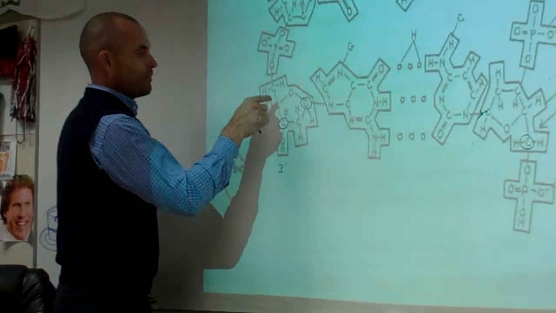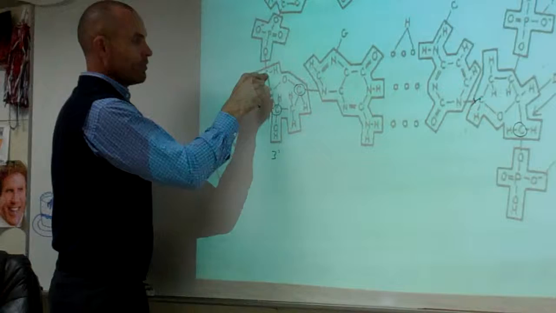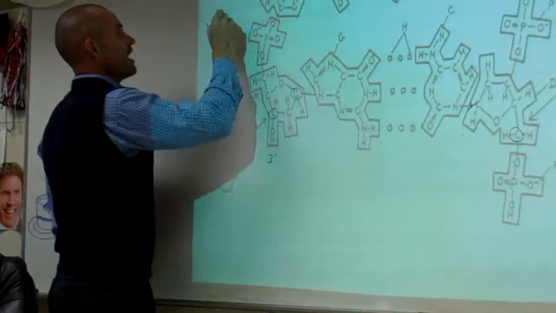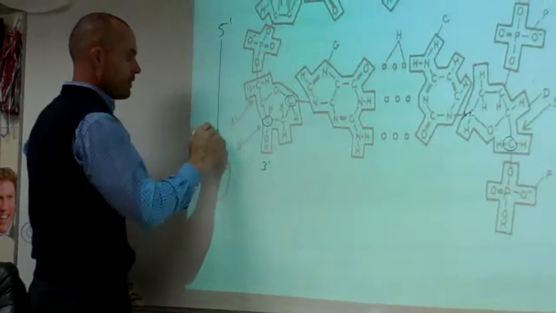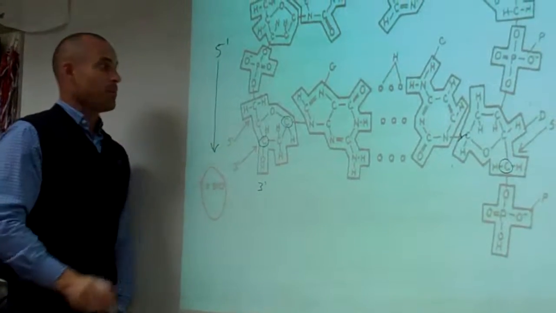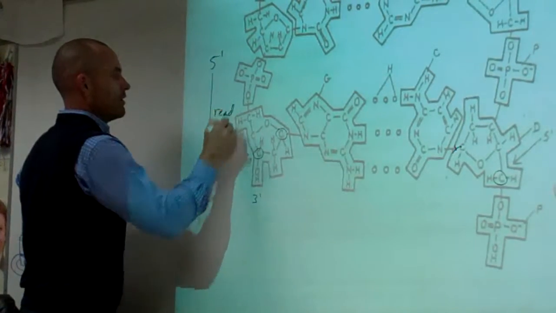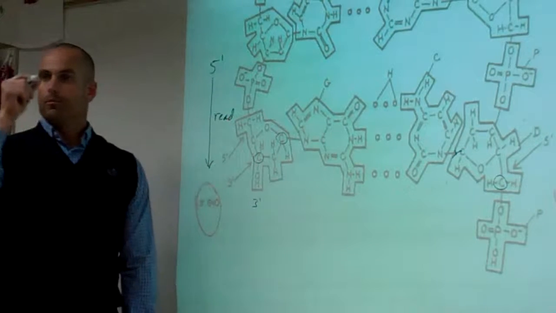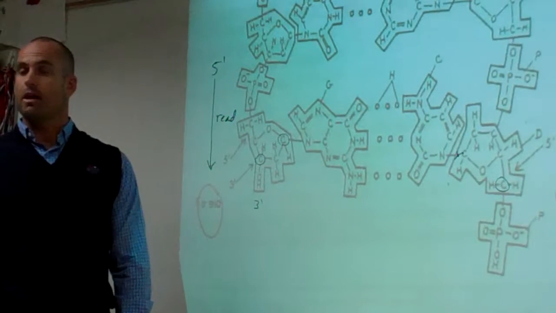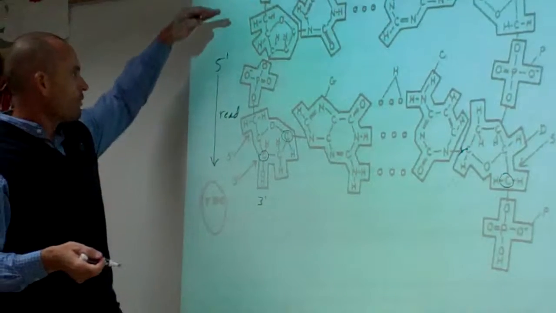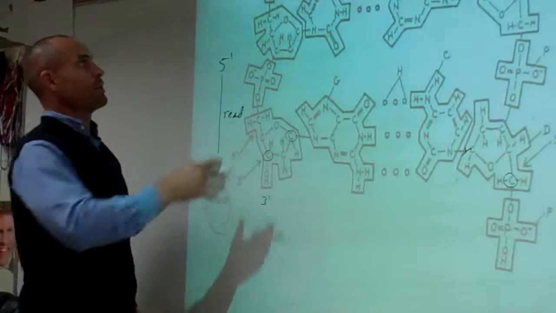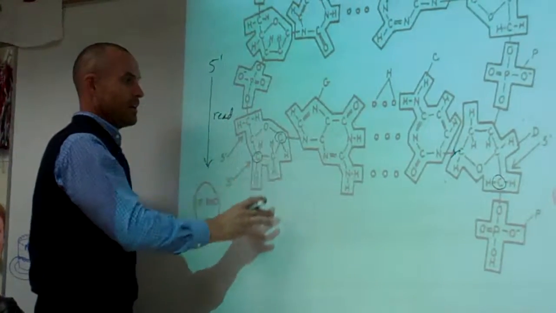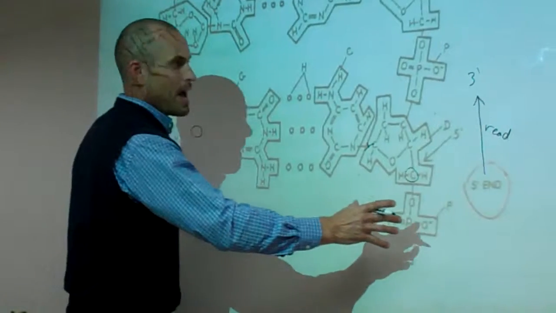If this is 3', what's this? 4. What's this? 5. So on this side, we're going to go 5' and still read 5' to 3'. We're going to read in this direction. So the weird thing is, if you can think about it like this, this makes sense to read in this direction. We're going to start where it's unzipped and keep reading down, reading down, reading down. This is kind of a backwards thing.